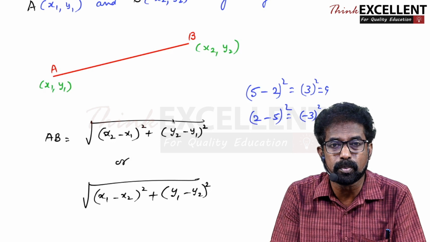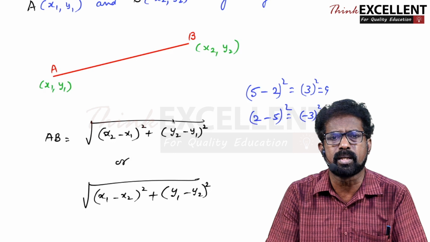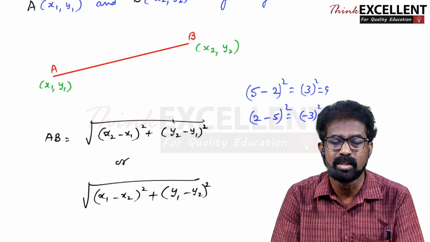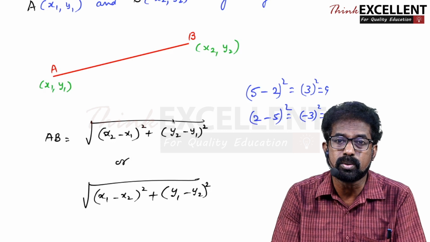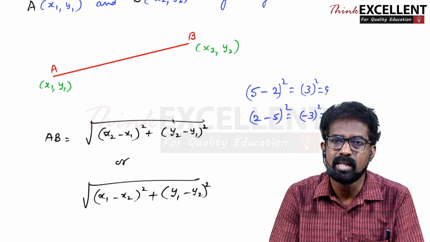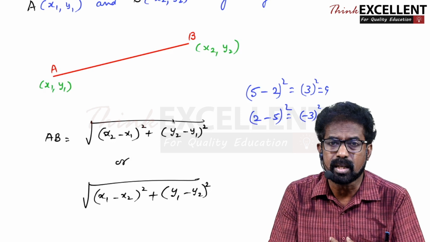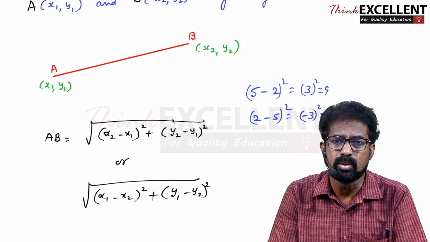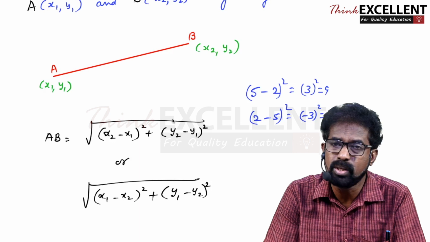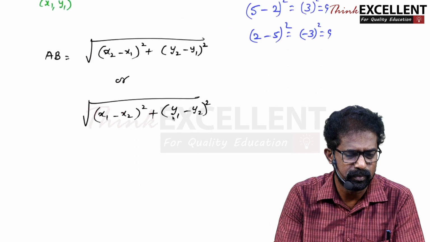If they ask you to prove a right angle triangle, you find all the 3 sides and square them. Square all three. When you add two values, you have to get the other one. Pythagoras theorem: hypotenuse square equals the sum of the squares of the other 2 sides. Once you prove that, it is a right angle triangle. Then they can give 4 points and ask to prove a square, rectangle, parallelogram or rhombus. If you know the basic properties of geometry, you can do this. So that's all about the distance formula.